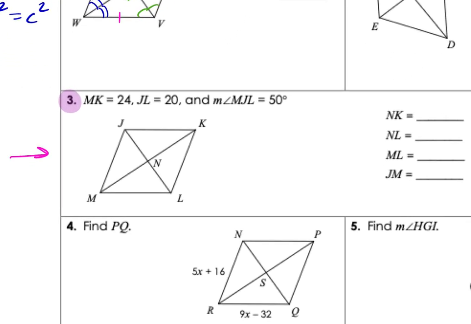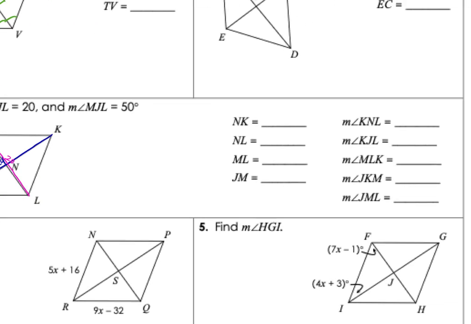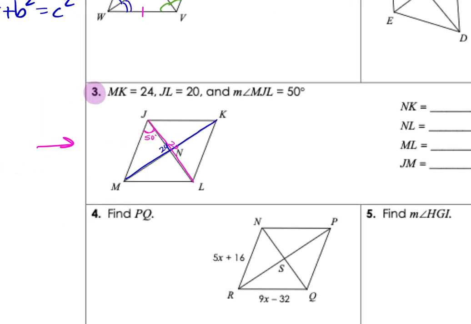So number 3 here, it says MK is 24. So that's this piece is 24. JL, so this piece is 20. And then the measure of angle MJL, so that would be this angle right here, is 50. Okay. And you know me, I like to mark all the things I know before I even look at what the question is asking me for, because there's a lot of things that they're asking you for here.